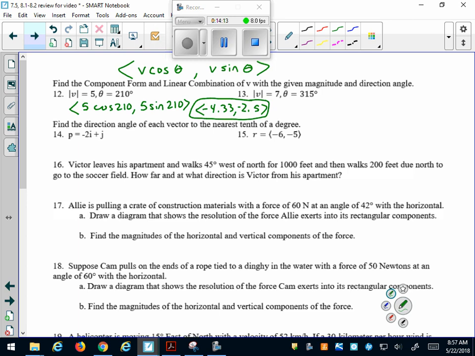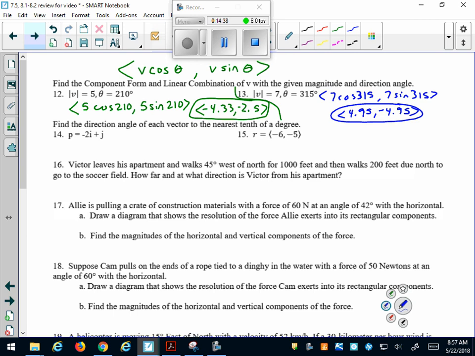So that's number 12. Number 13 is 7 cos 315 and 7 sine 315. And we just plug that in and we get 4.95. You will have a calculator for the whole test. So you're just using your calculator there.